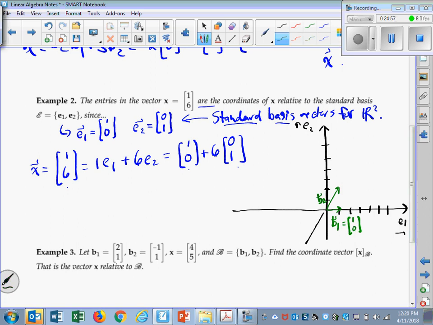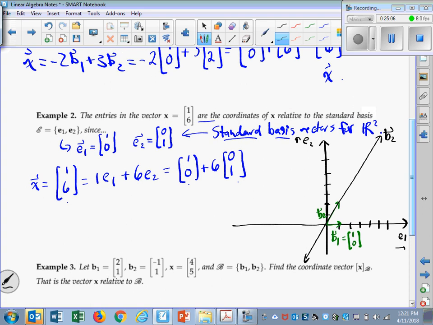So what were the b coordinates of the vector x from the previous problem? Well, the b coordinates, remember, were negative 2, 3. Okay. So let's see if we can make sense of that here. So the regular coordinates for x, the standard coordinates, are 1, 6. So we want to go 1 to the right and up 6. So right here. So this is x. But let's find the x in terms of the b coordinates.